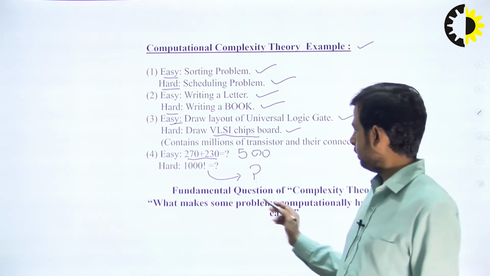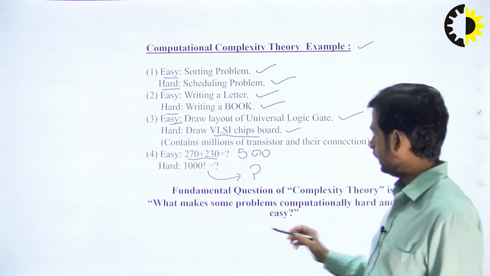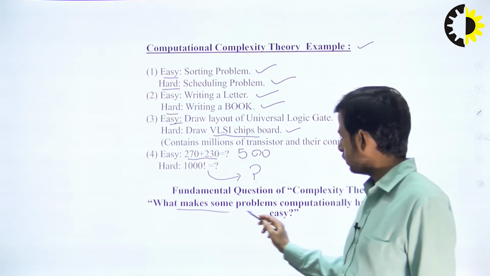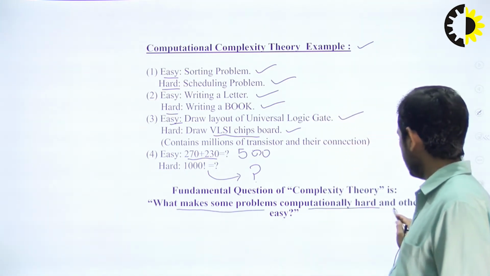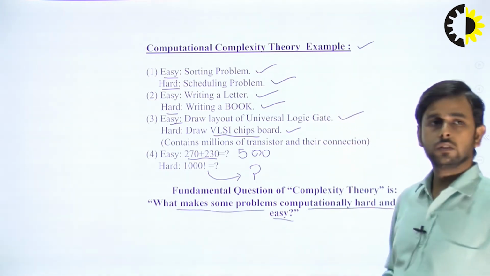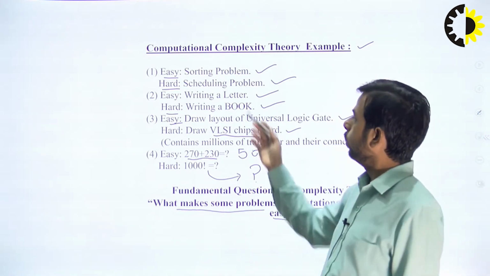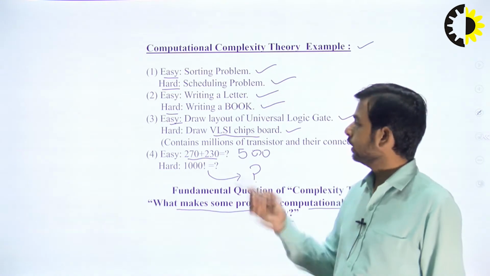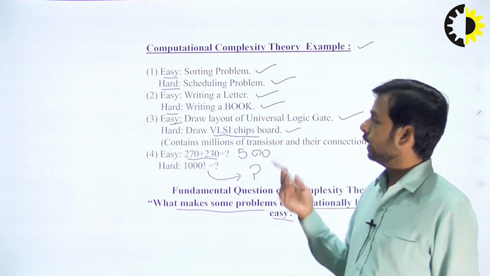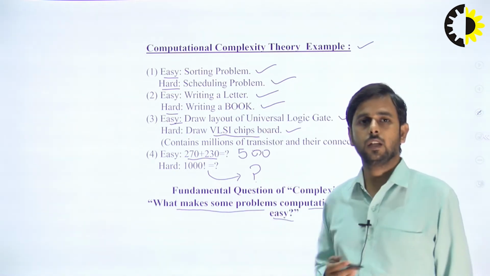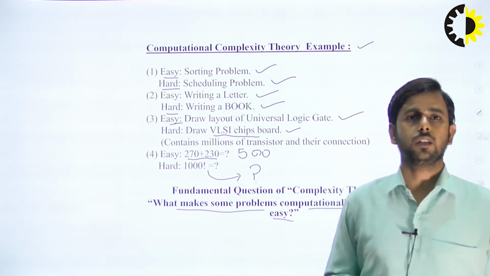Next, the fundamental question of complexity theory is what makes some problems computationally hard and others easy. What is the reason that writing a book is difficult as compared to writing a letter? Writing a letter is easy as compared to writing a book.